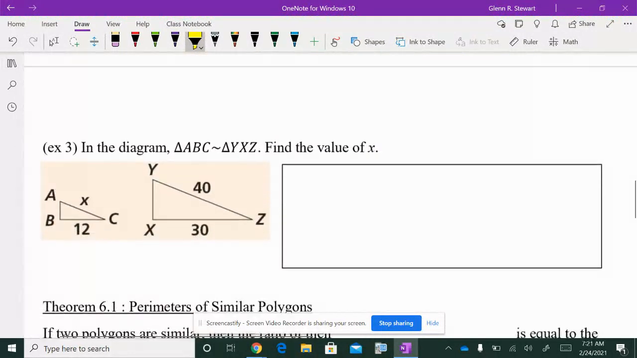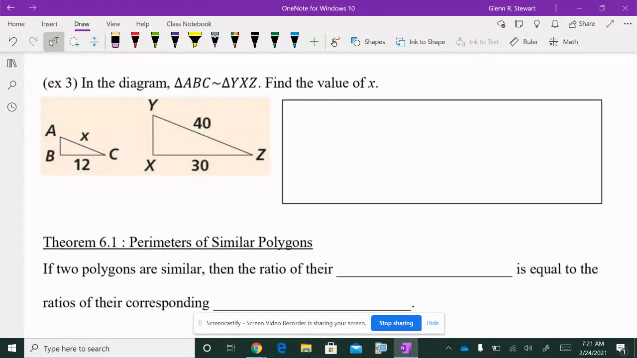All right, we only have about 3 examples left here. In the diagram, find the value of x. Hopefully you can take a look at this and try it on your own.